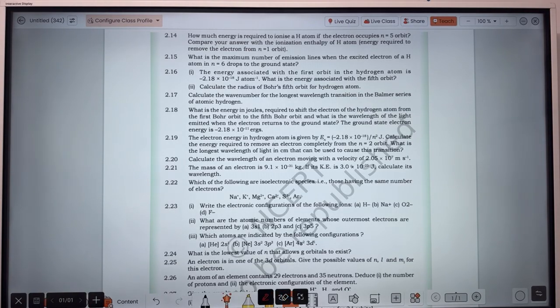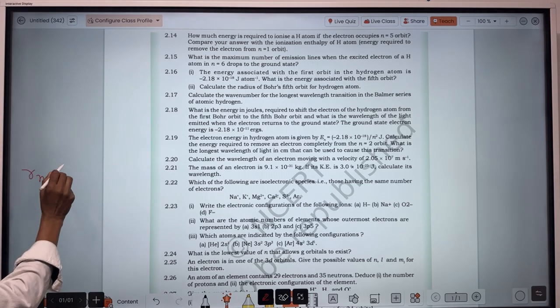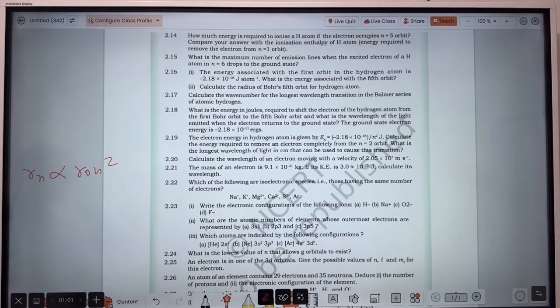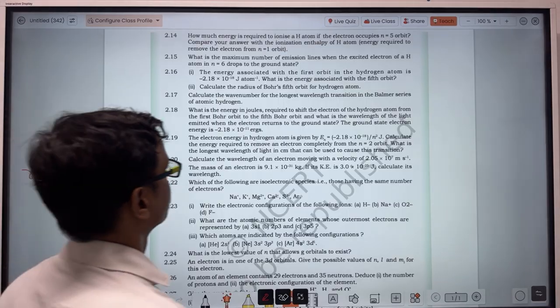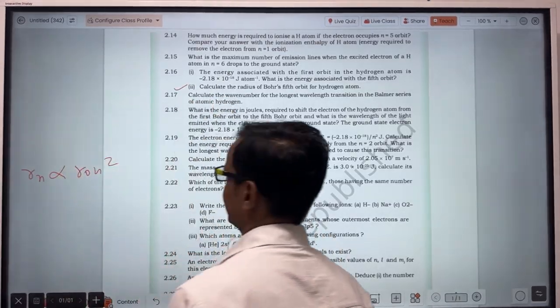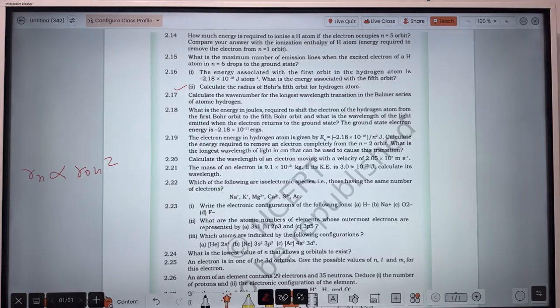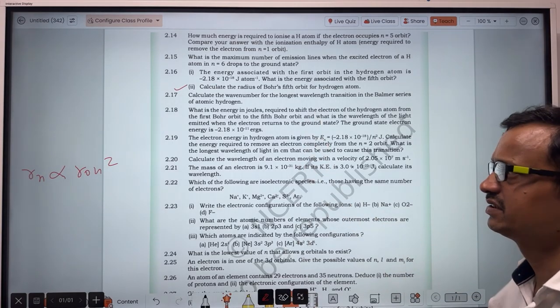Here, calculate the radius of Bohr's fifth orbit of the hydrogen atom. So you know already Rn is equal to R naught into n square. By applying this formula, you could solve this question very easily. n equal to 5, put that in. You can find out this question very easily. Now let's see the next question.